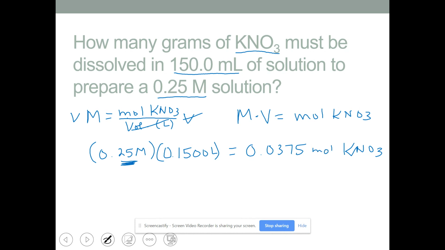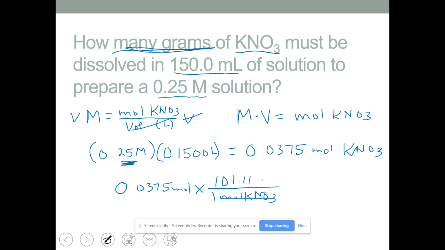There we go. So now that we know how many moles of KNO3, we know how to convert moles to grams because we're looking for mass. We're looking for grams. So we know how to convert the moles to grams, okay? We just need to add up the molar mass, 1 mole of KNO3. If we add up, the molar mass is 101.11 grams. And so when we multiply and we round to 2 sig figs, we would need 8.3 grams of KNO3 to make this solution.